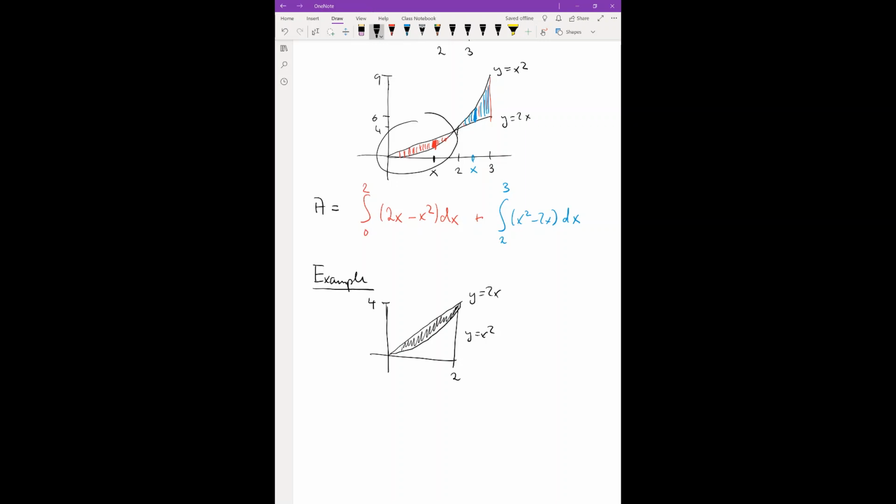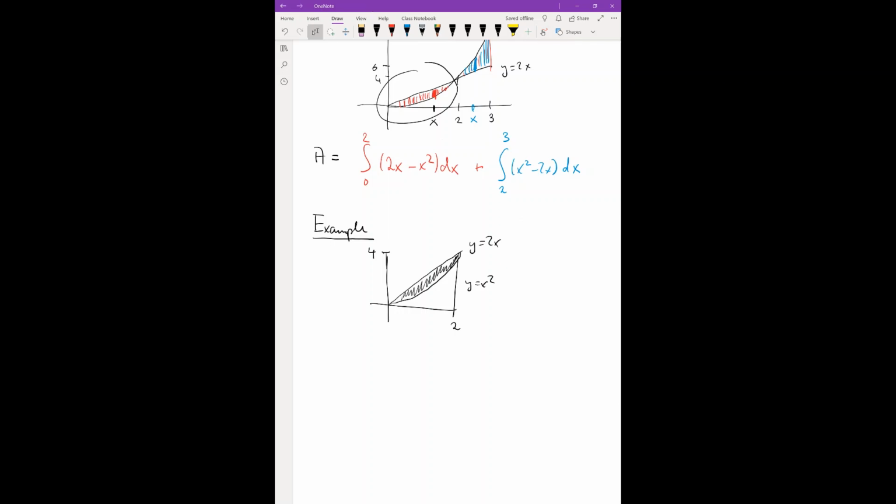But now I don't take vertical slices. What I do now is I take horizontal slices. So I look at a line of this form. So I fix here a y between 0 and 4, and I compute the area of this horizontal rectangle.